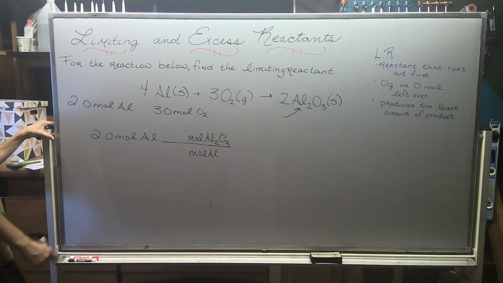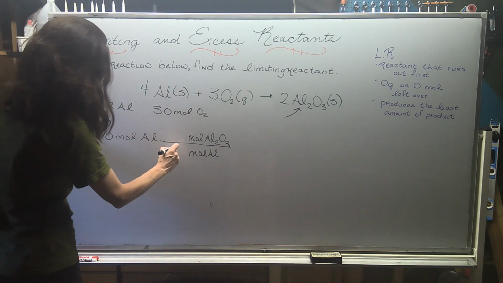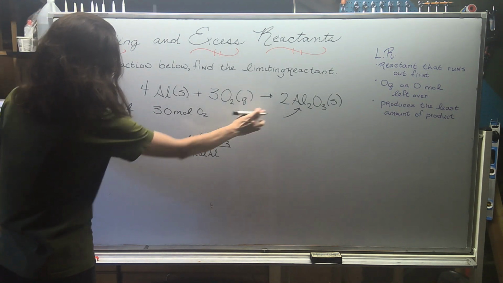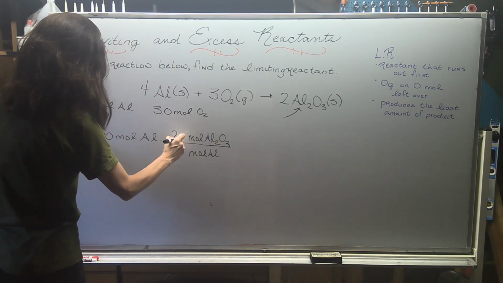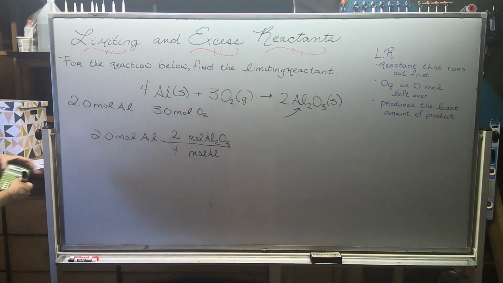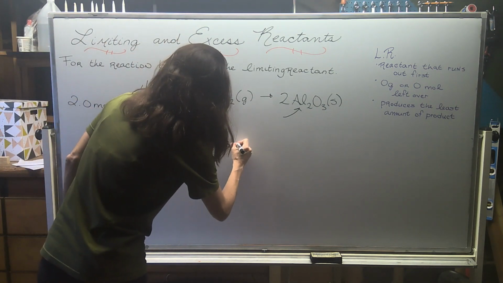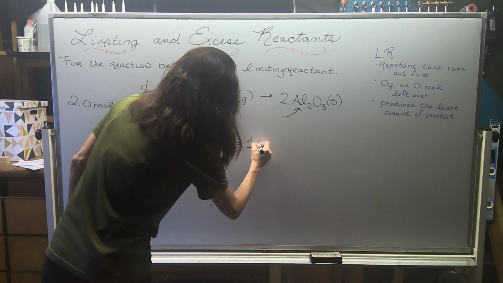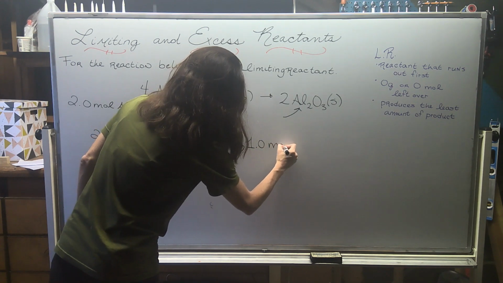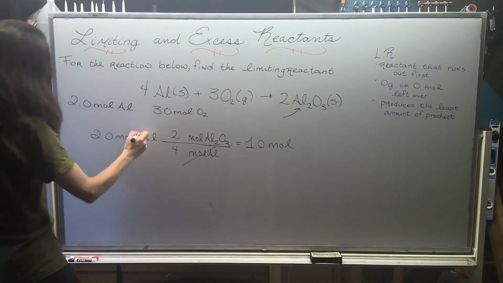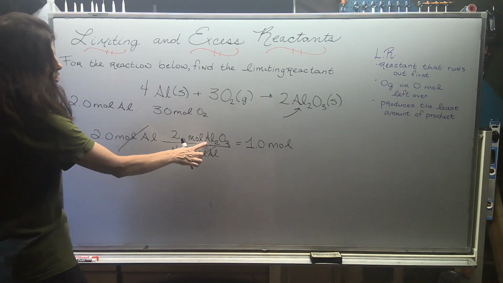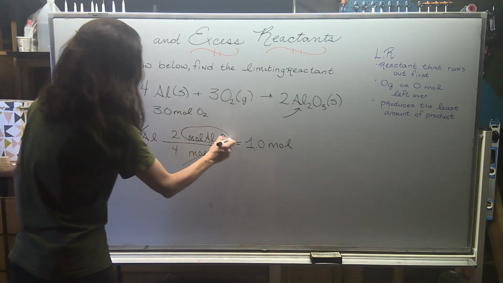Mole to mole conversion factors. So I'm going to put the 4 here and the 2 here. So, oh, that's just 1, right? 2 times 2 divided by 4. So 1 mole. Moles of aluminum cancel with moles of aluminum. So that's going to be 1 mole of aluminum oxide.